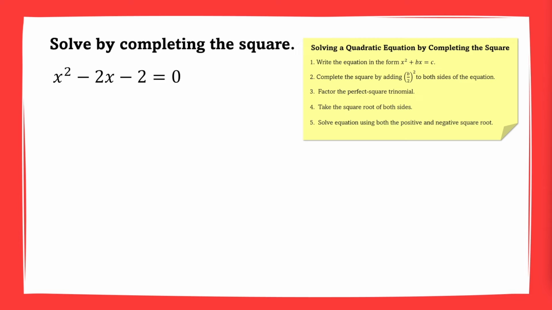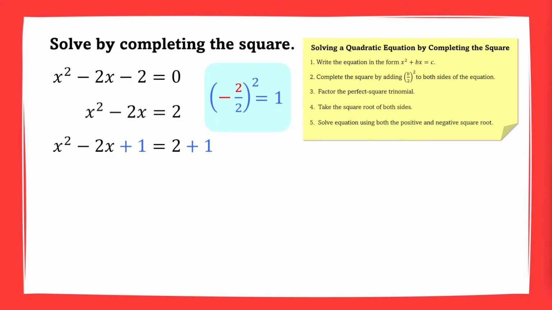Let's try an example. First, isolate the constant by moving negative 2 to the right side of the equation, making it a positive 2. Now let's find half of b and square it. Here, b is negative 2, half of that is negative 1, and squaring it gives us positive 1. So add 1 to both sides.